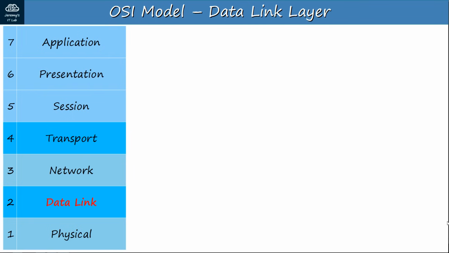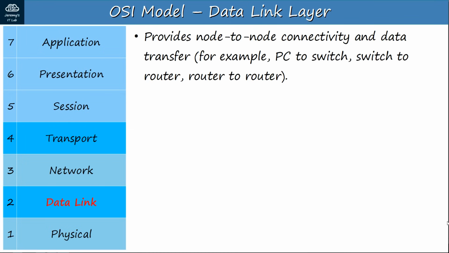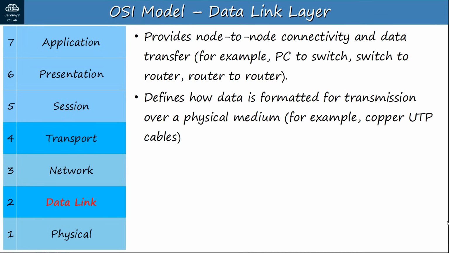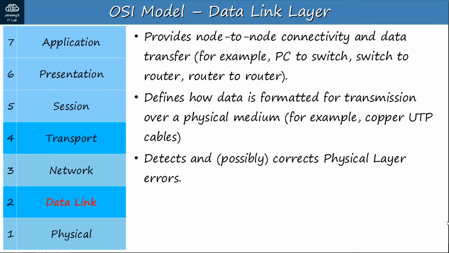Layer 2 of the OSI model is the data link layer. The data link layer provides node-to-node connectivity and data transfer. For example, direct connections between a PC and a switch, or a switch and a router, or a router and a router. Because layer 2 is adjacent to layer 1, the physical layer, it also defines how data is formatted for transmission over a physical medium, like copper UTP cables. Layer 2 also detects and possibly corrects errors that occur on the physical layer.